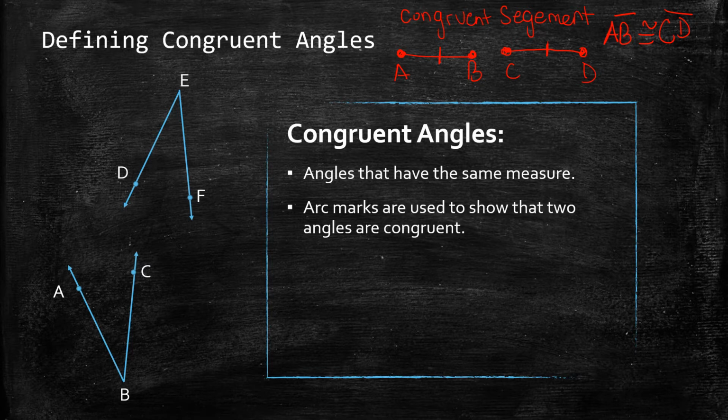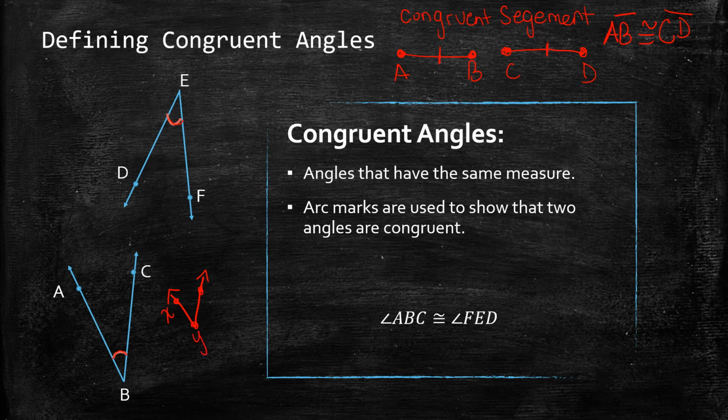We use arc marks to show that two angles are congruent instead of tick marks. So if you note here on the two angles, angle ABC and angle FED, they have one single arc mark near the vertex of each angle, and that indicates that angle ABC is congruent to angle FED.